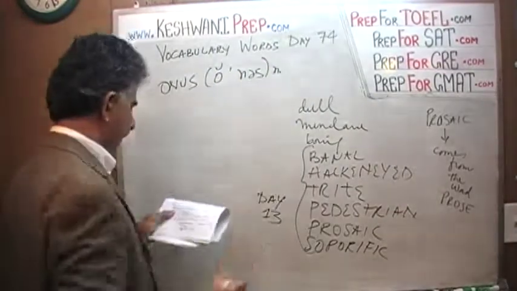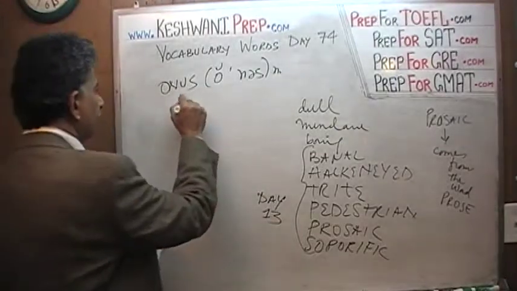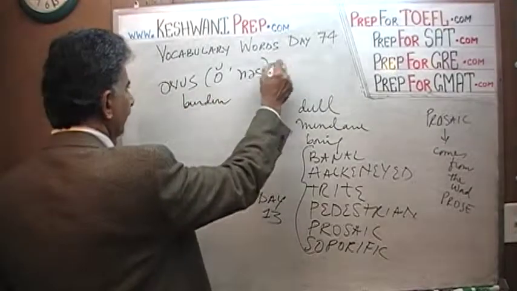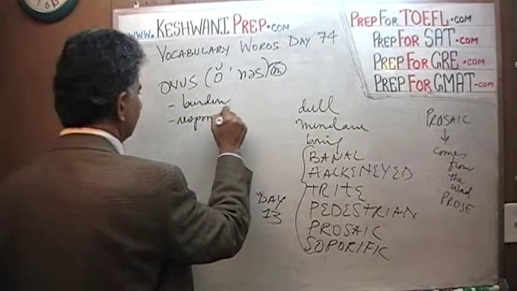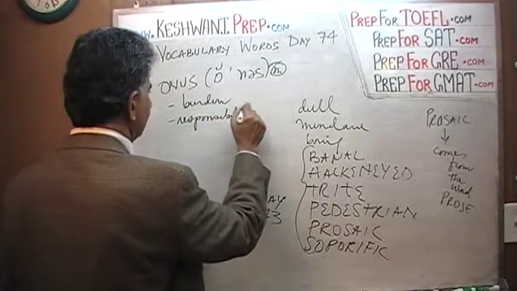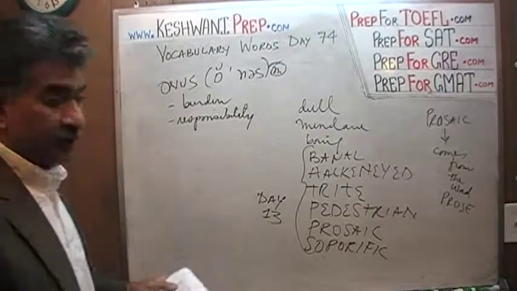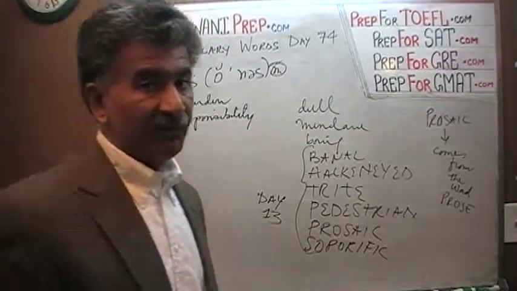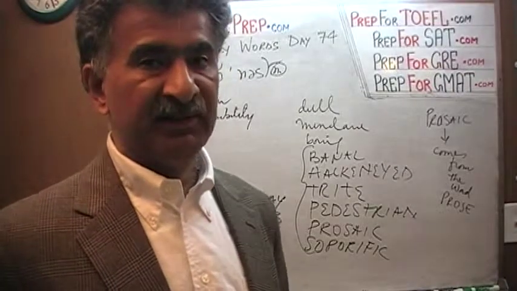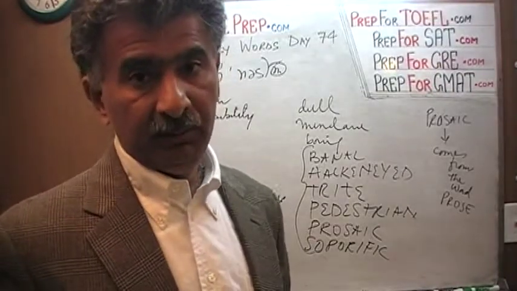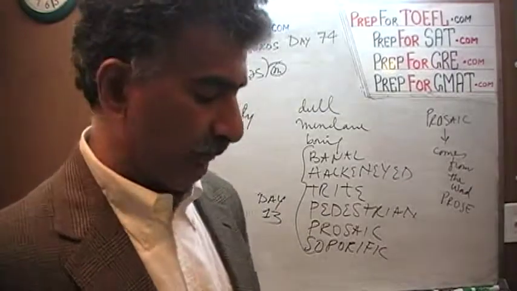What's an onus? An onus is a burden. It's a noun. It's a burden. It's a responsibility, usually a big one. It's not a trivial responsibility. Somebody gives you something to do, some responsibility which is a big responsibility. And that's an onus, usually a big one.